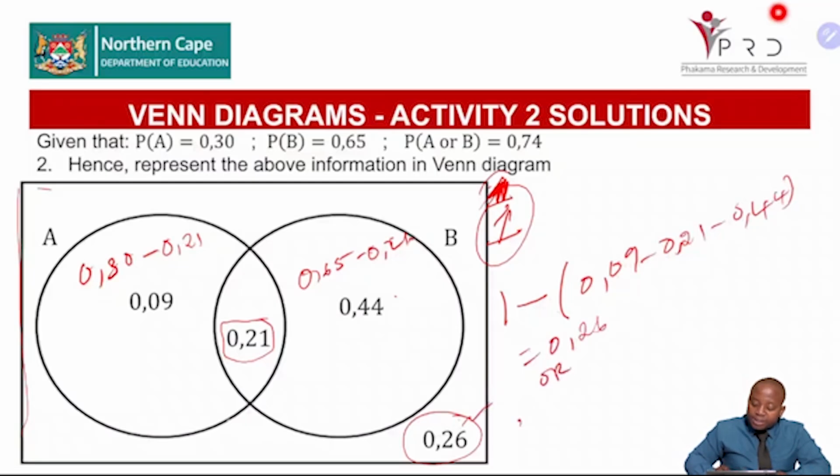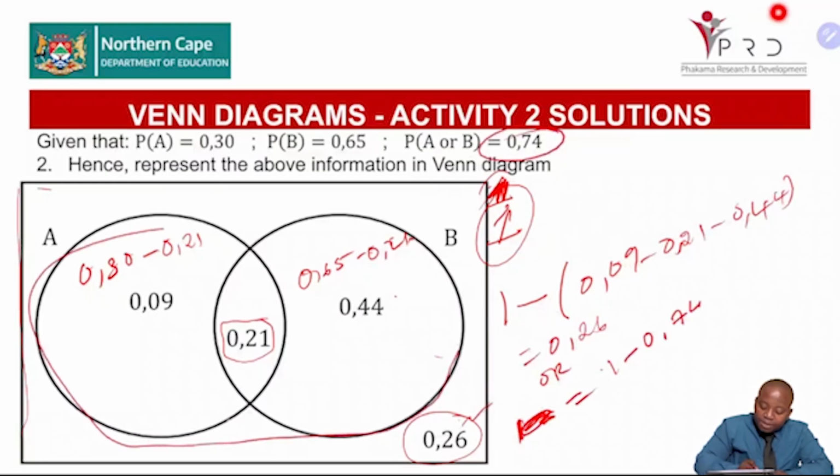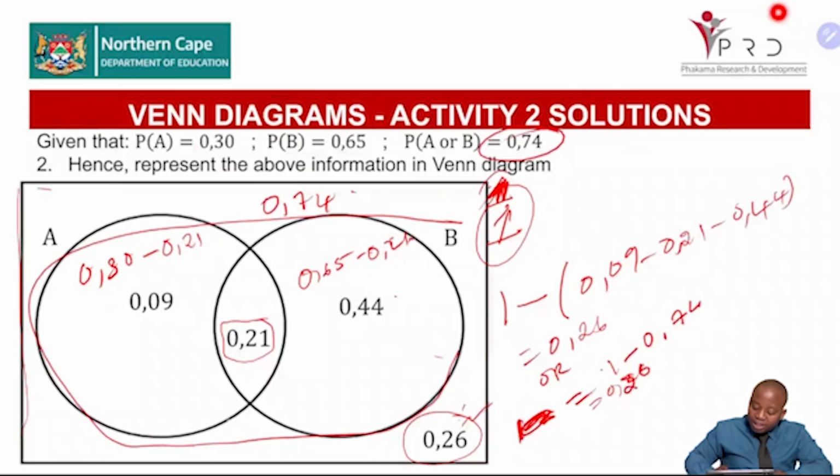Or we can say the probability of none is equal to 1 minus 0.74, because 0.74, remember, is for all of this. All of this is going to be 0.74. Then to get that, it is going to be 0.26. Then the 0.26 is for none of these events that we are working with.